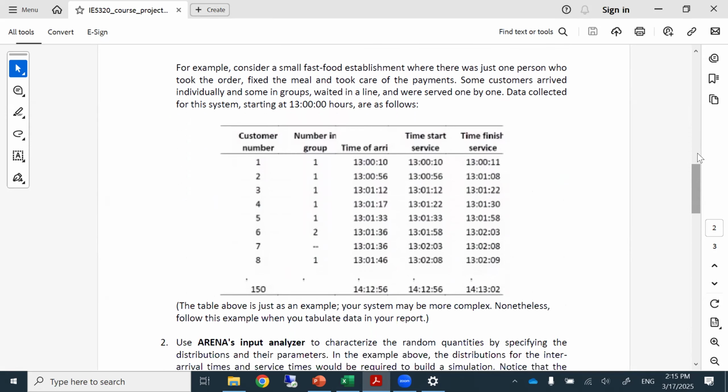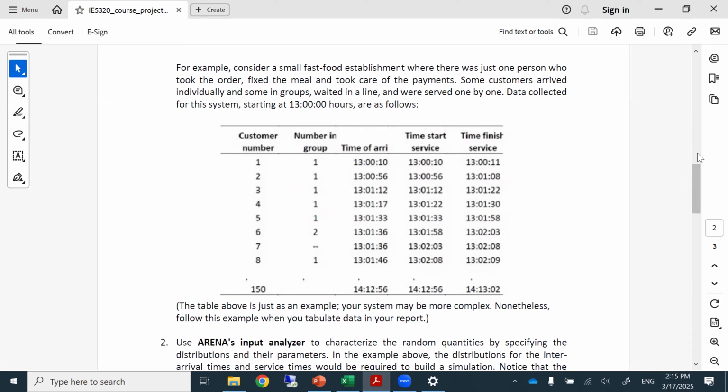Right, so for example, consider a small fast food establishment where there was just one person who took the order, fixed the meal, and took care of the payments. Some customers arrived individually and some in groups, waited in line, and were served one by one. So in this data collection sheet, we have 5 columns: the customer number, the number of people that arrived together, the time of arrival, the time the service starts, and the time the service finished.